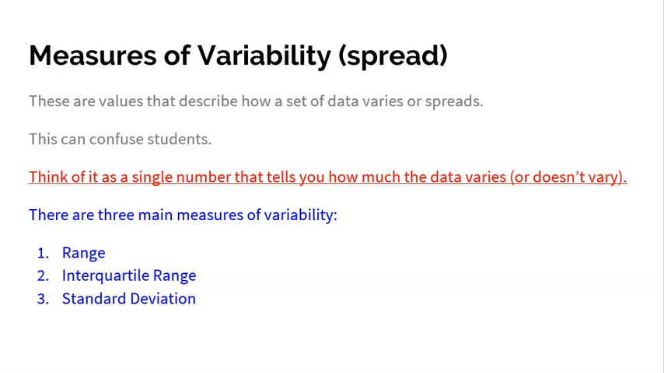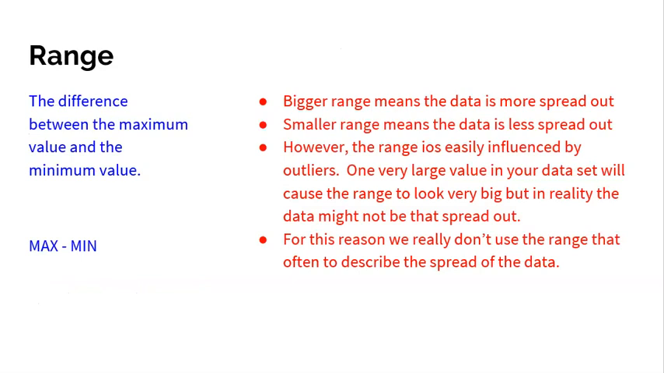Now there are three of them we're going to learn about. First is range, which I'm sure you've already heard of. Number two is the interquartile range, which is probably new to you. And then the third is standard deviation, which you may have heard, but I bet you've never really understood. All right, so first off, range is pretty simple. It's simply the difference between the maximum value and the minimum value. So it's your max minus your min.